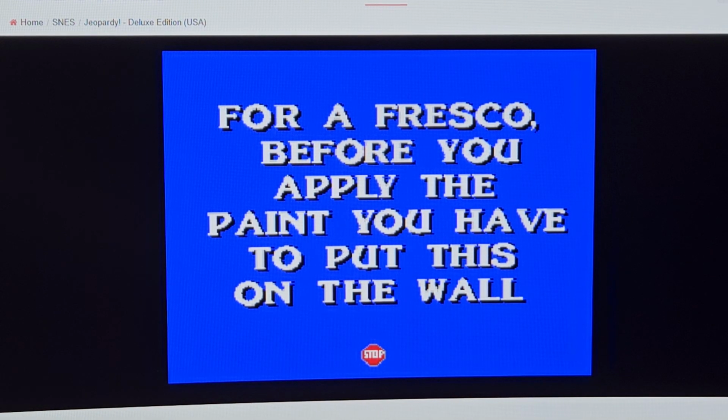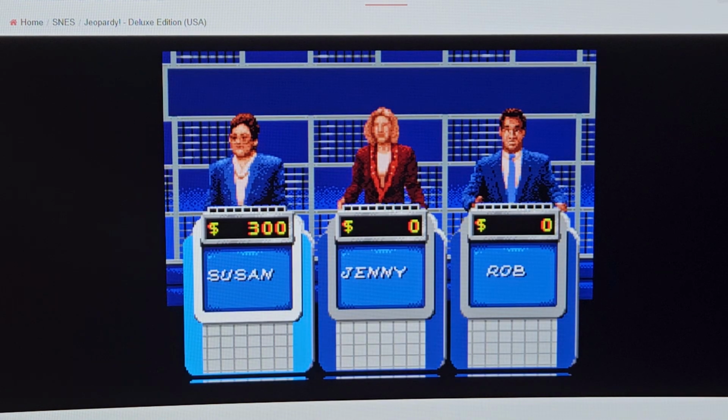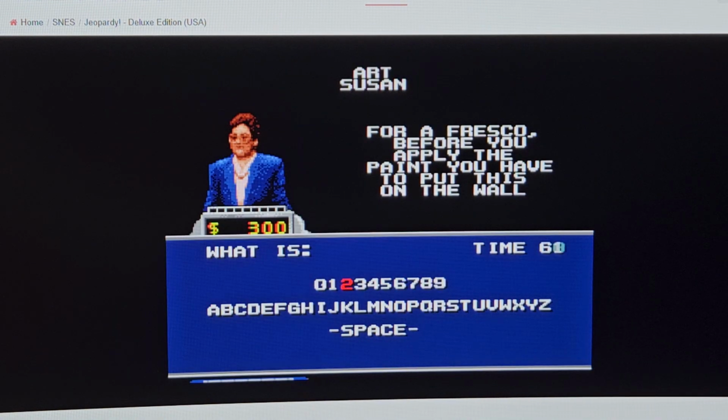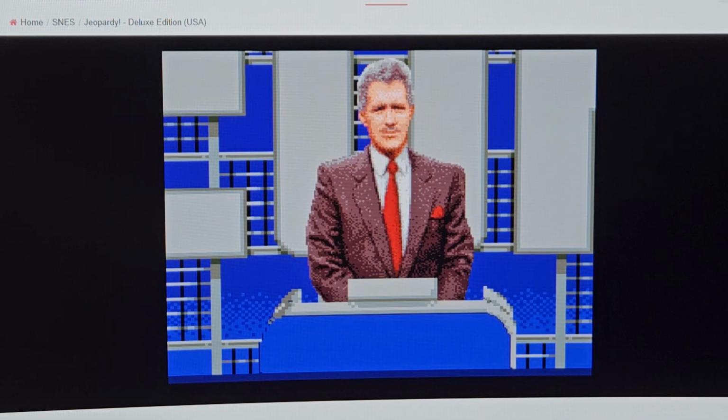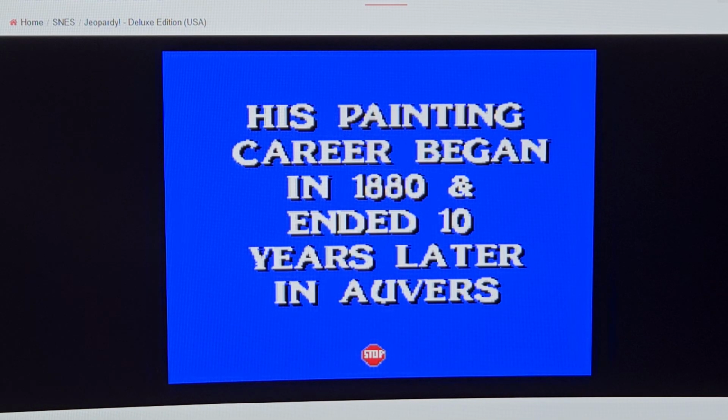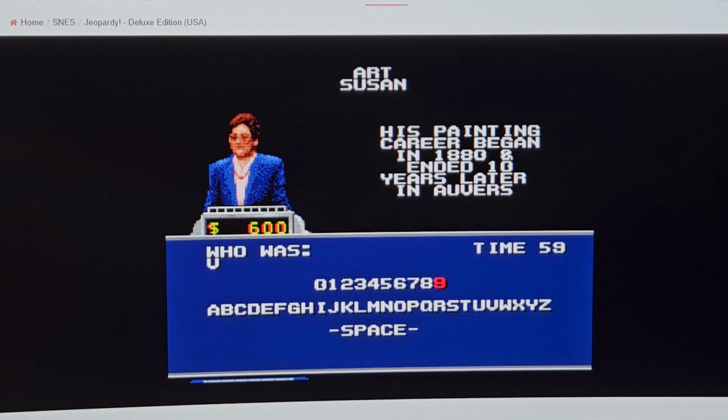Art for 300. The answer is... For a fresco, before you apply the paint, you have to put this on the wall. What is plaster? Let's do art for 400. The answer is... His painting career began in 1880 and ended 10 years later in Avers. Who was Vincent van Gogh?